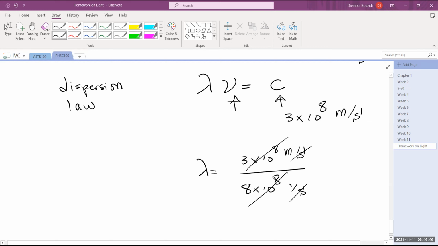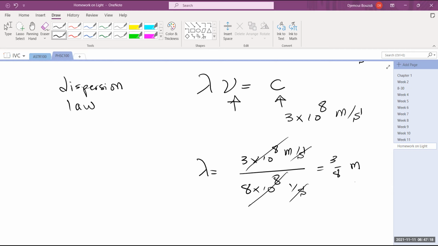When you're doing calculations, don't punch in the calculator yet until you're done. So at this point, it's going to turn out to be 3 over 8 meters, slightly less than 50 centimeters. That's the wavelength used for your cell phone. If this is about 1 meter, we're talking about this much. That's the wavelength.